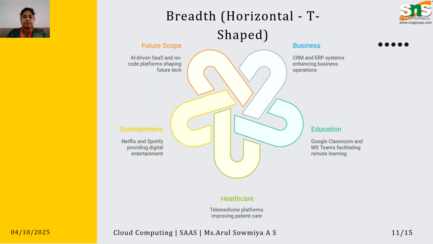So this is the breadth, horizontal T-shaped. Here we see the five types of problems. The first one is entertainment, healthcare, education, business, and future scope. So these are all the processes we need to discuss here.